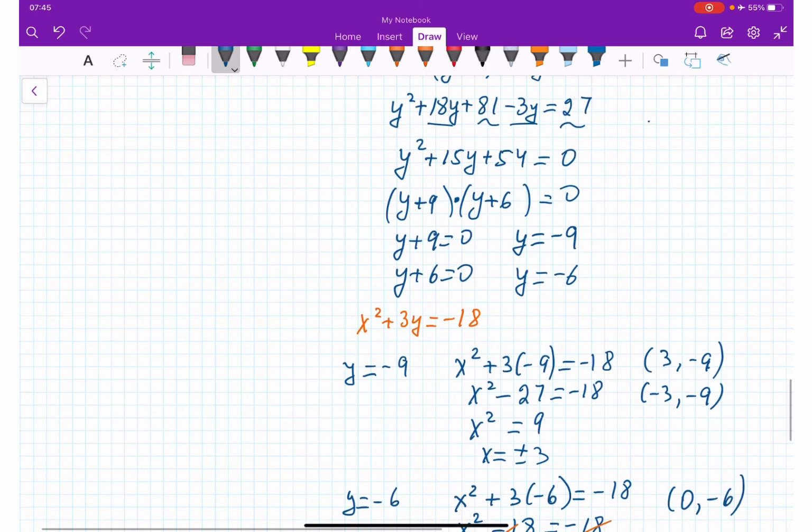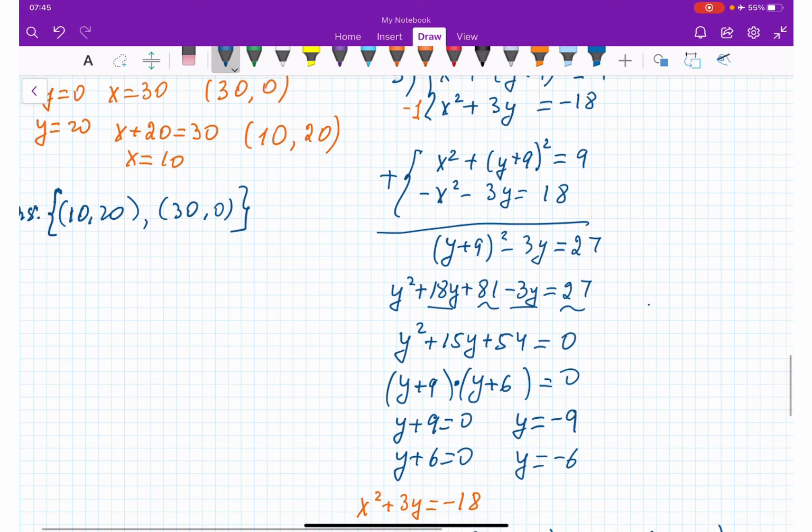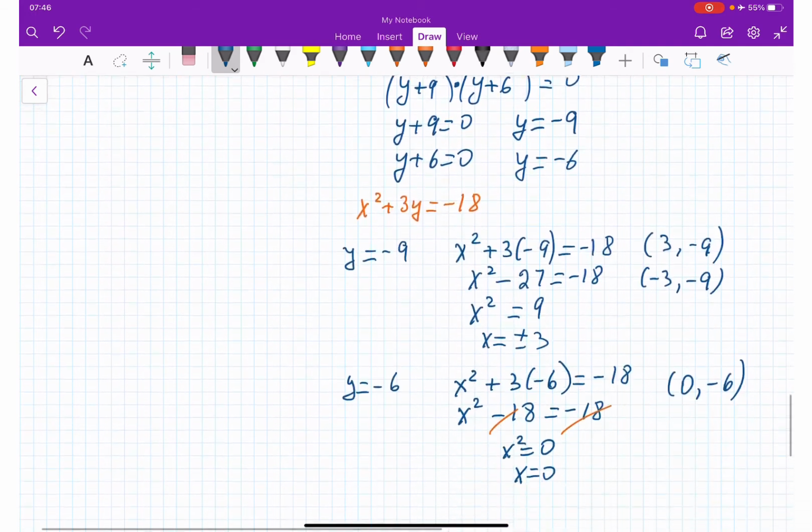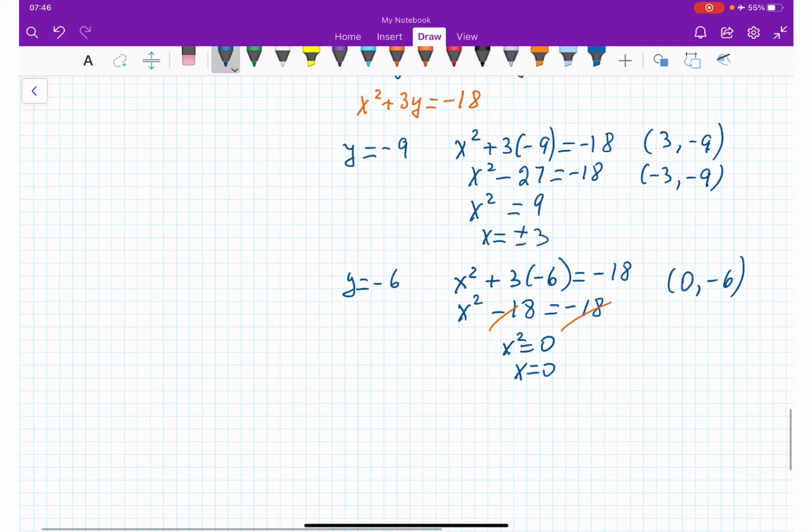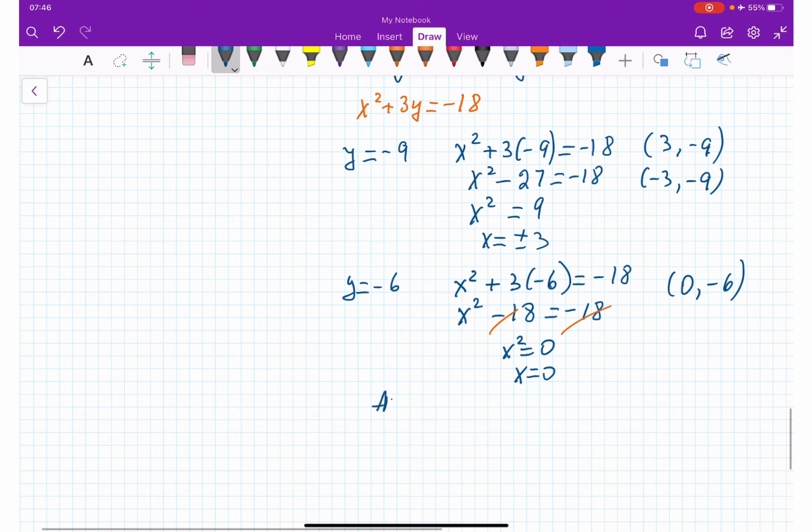And therefore, did I forget to put the answer? No, I didn't. So, and therefore, the answer is going to be 3, negative 9, negative 3, negative 9, 0, negative 6.